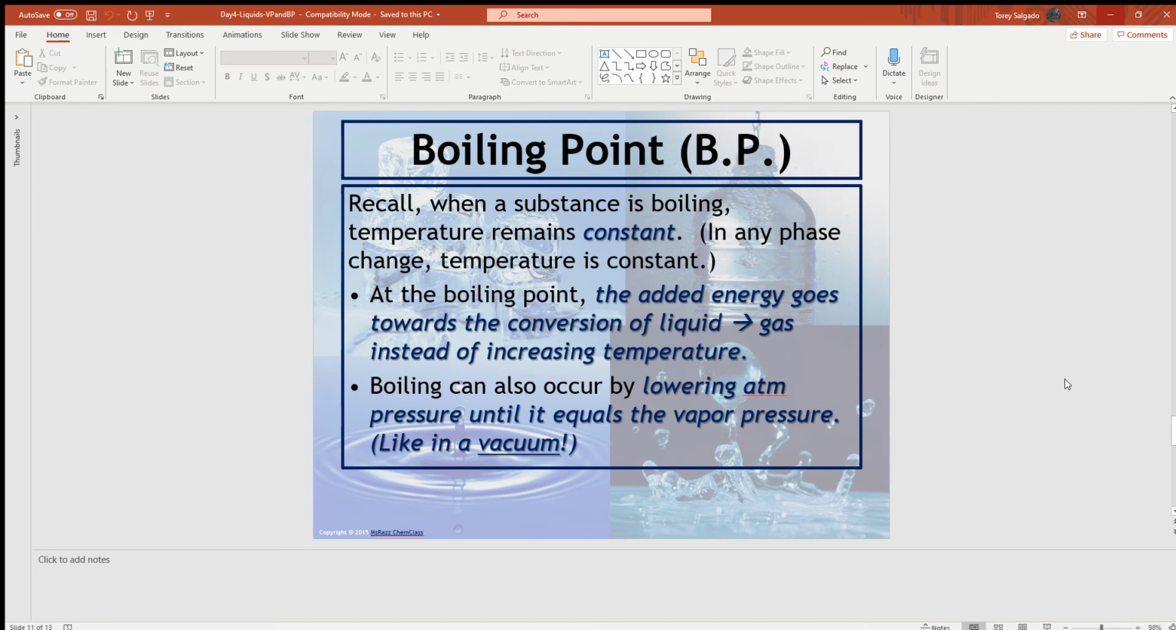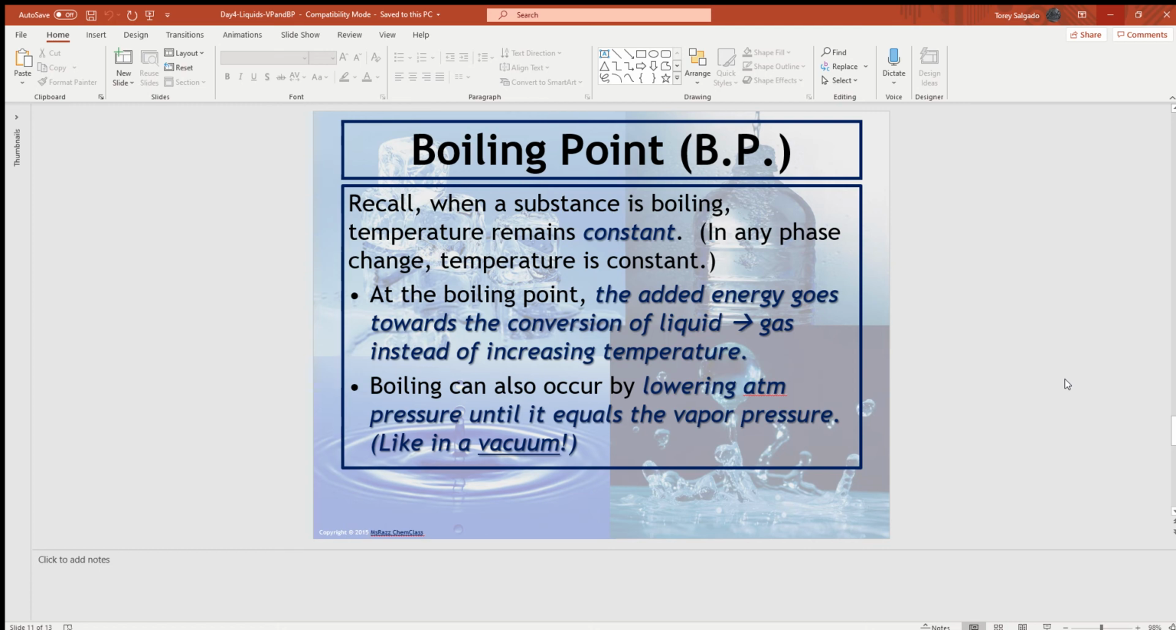So let's try and remember, when a substance is boiling, temperature remains constant. In any phase change, temperature is constant. We're going to turn up the heat for boiling point, but we're not gradually increasing the temperature as we go on. We're going to turn that stove on to boil, and it's going to stay at that temperature. All of those molecules are going to get to that temperature, and it's going to remain constant.